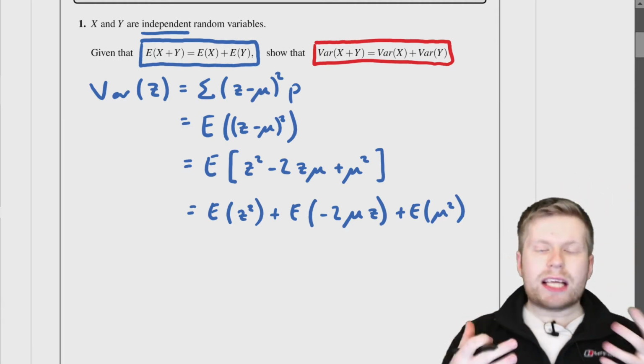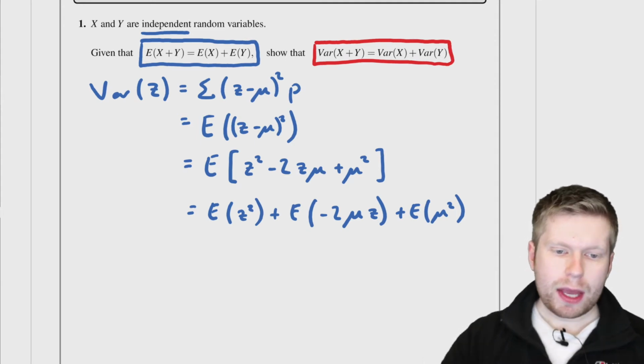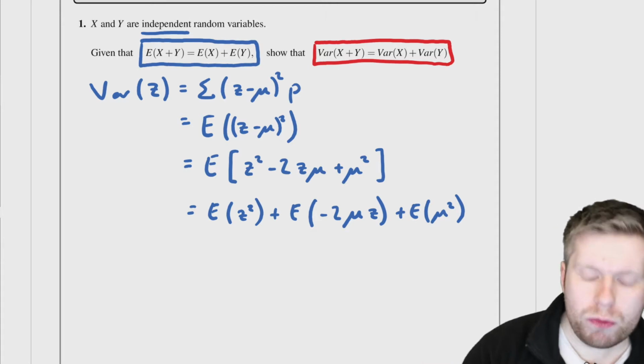Now we need to think about what expectation means. It's basically saying, what value do you expect to get? And knowing the fact that the expectation of a constant should just be that constant, okay?